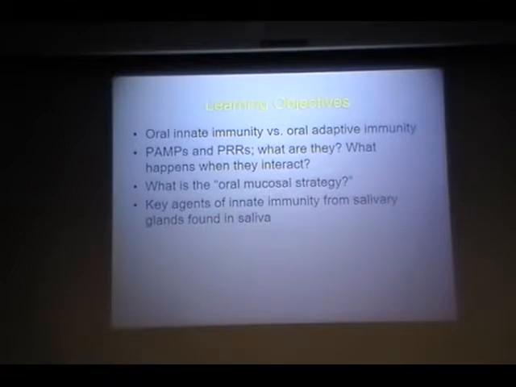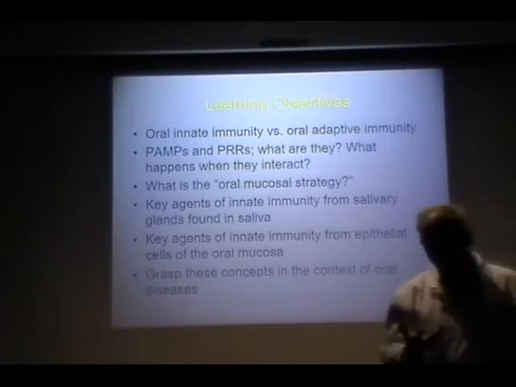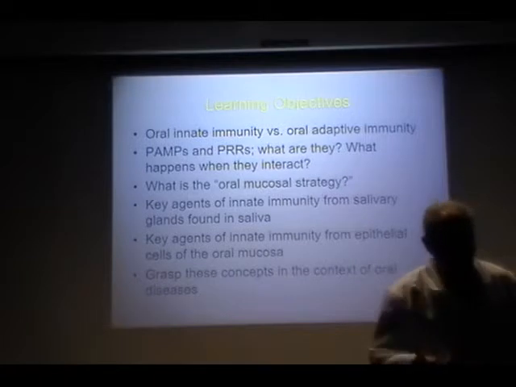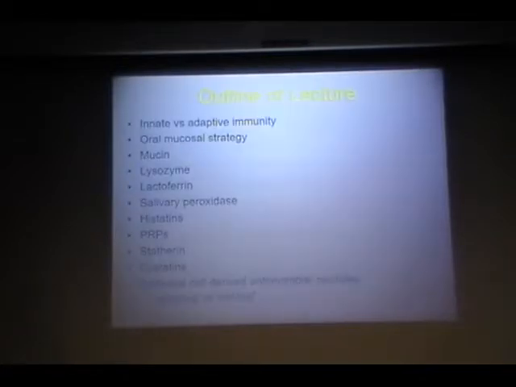I'm going to focus on the agents of innate immunity from the salivary glands that are found in saliva. And I'm going to be referring to the innate immune agents that appear from epithelial cells in the mucosa. And we're going to put it all together and try and grasp what can happen when some of these agents are missing. Okay? So that has to do with objectives. Stop me if there's any questions. The outline of the lecture: adaptive, innate immunity, oral mucosal strategy.